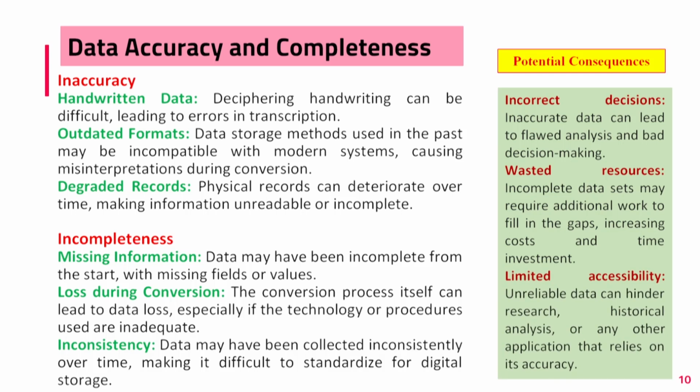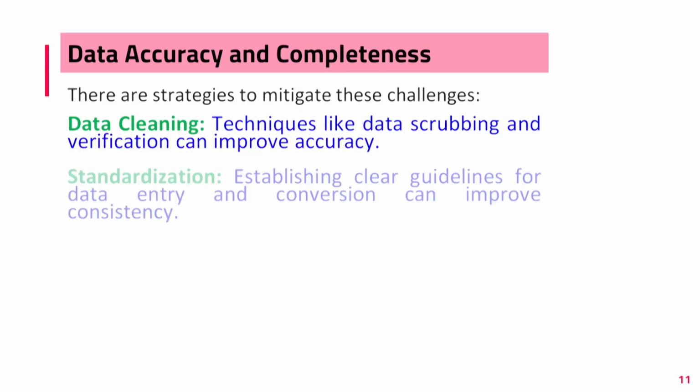And the other potential consequence is limited accessibility. When we talk about limited accessibility, as we are giving such resources to the scholars or the users, they will be using such data inconsistency. That means if the proper data is not available, the decision, the research output or the feedback they give will also be faulty.